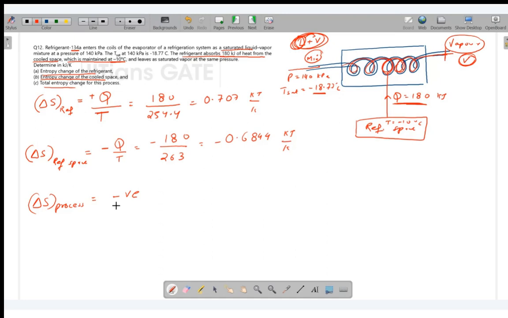I told you the increase in entropy principle. What was the increase in entropy principle? The entropy change of the universe, which is entropy of system plus entropy of surrounding, is always positive. So here also, a process is happening, in which this space is rejecting heat and this refrigerant is absorbing heat. So one system is rejecting heat, and the rest of it is surrounding, which is absorbing heat. So basically it can never be negative. It is always positive. That is the increase in entropy principle.